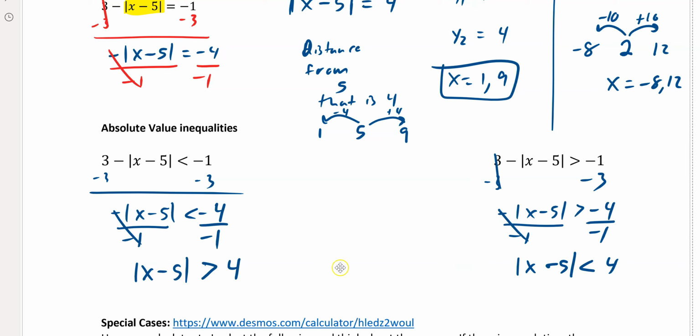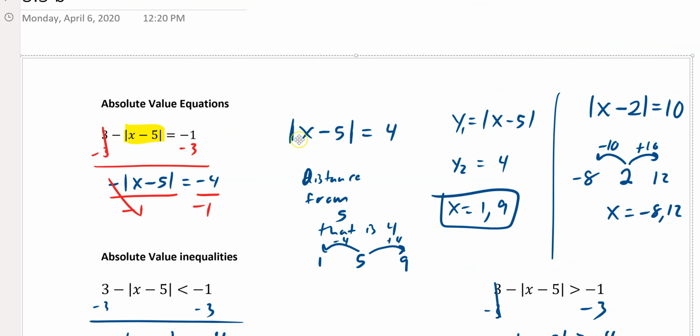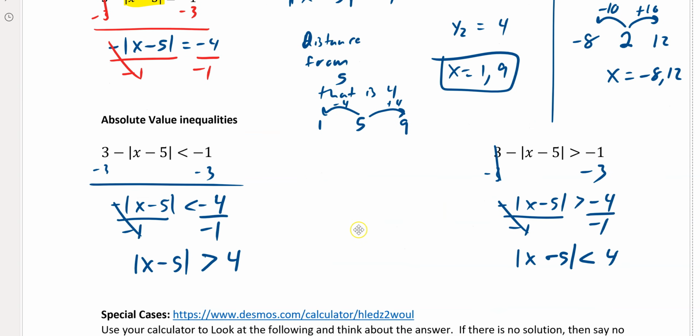Together, what they will do is represent the whole thing. So I've used the same numbers we have here. Absolute value of x minus 5 is equal to 4 to show you that same situation.